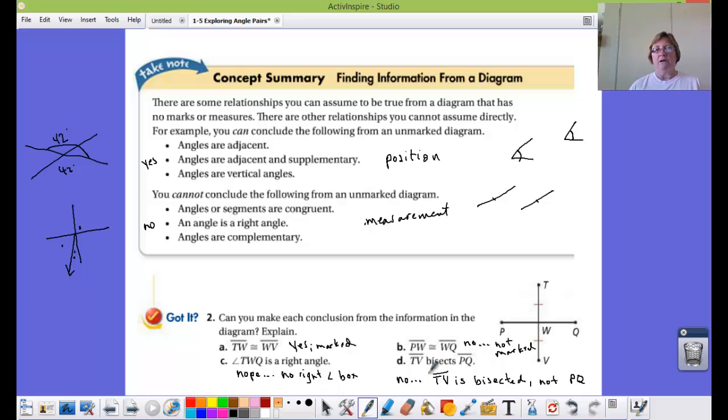It's not marked. And then lastly, and this is the trickiest one, segment TV bisects PQ. My answer to this is no, you cannot assume that. In the picture that's drawn, PQ definitely bisects TV, and we know that because we see those congruency markings here and here. It's TV that's bisected, not PQ. Good exercise, folks, in what can and cannot be assumed in a drawing.